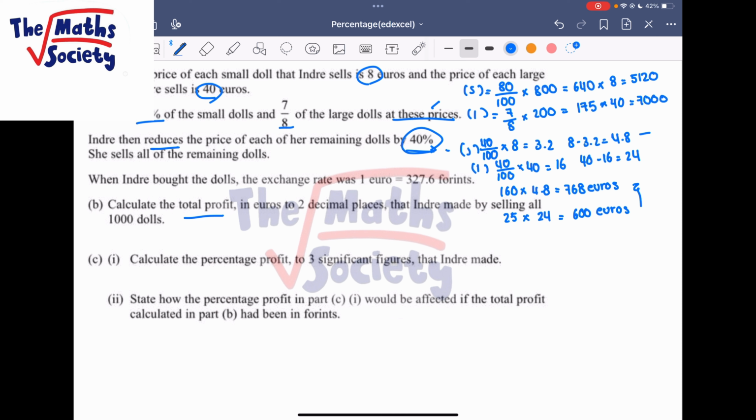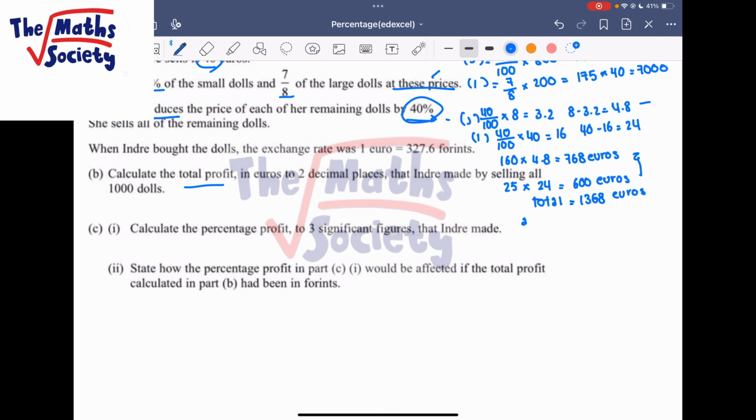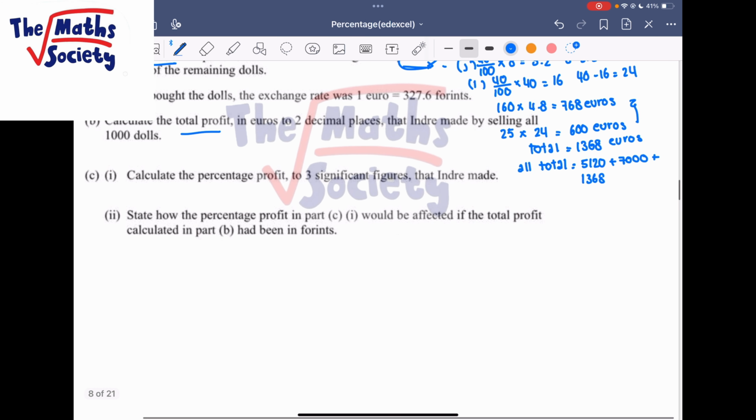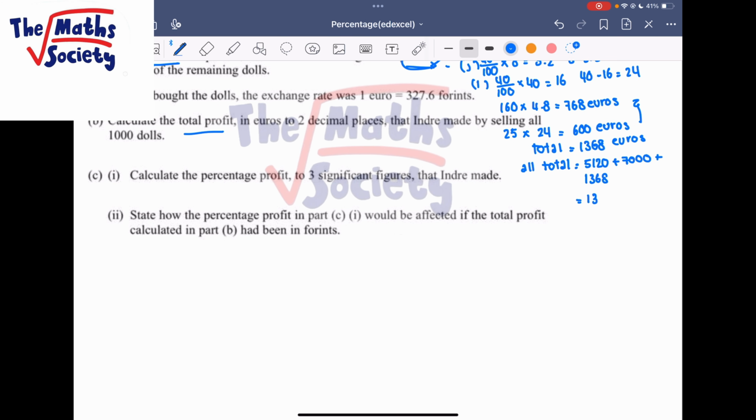So the total that she got after the reduced price that she sold would be 1,368. And we just want to know the total first, like all of the total. So all total that she got from selling all of these, she was making 5,120 plus 7,000 plus 1,368, which means she got 13,488 euros. So this was how much she had made.